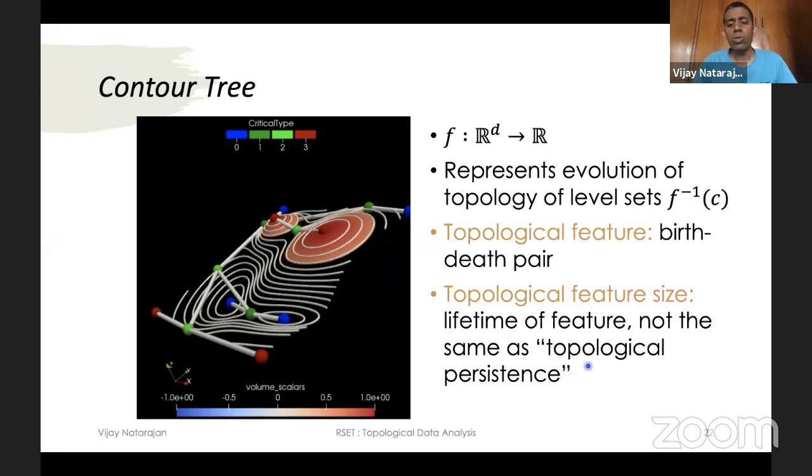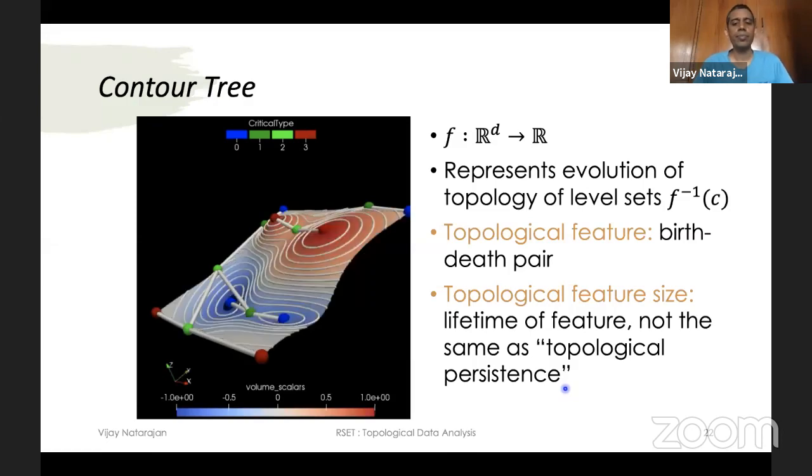Within TDA, there is a notion of topological persistence. You may see this in a future talk. What I'm talking about here is related to topological persistence, but it's not the same. This is just a caveat.